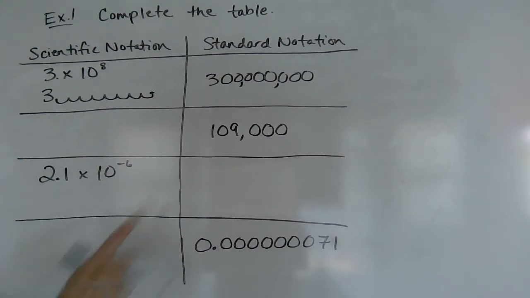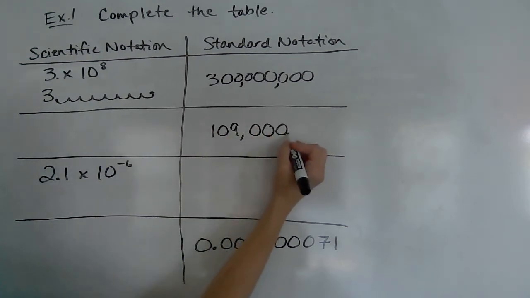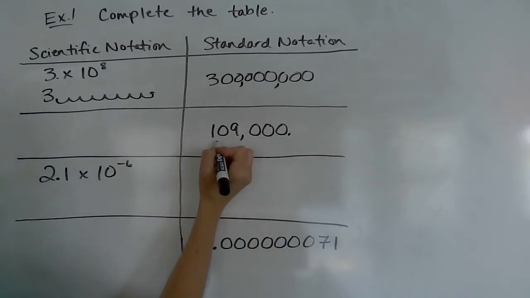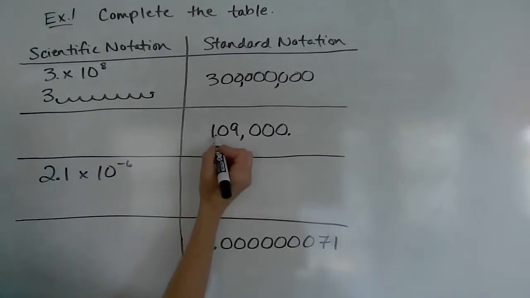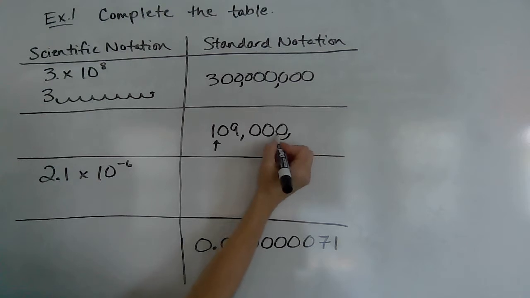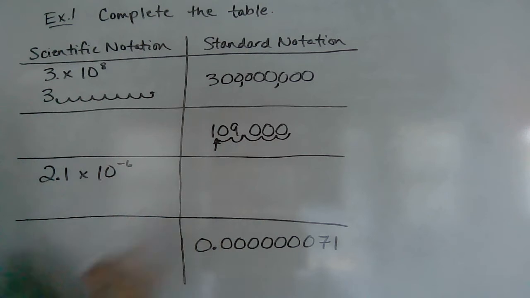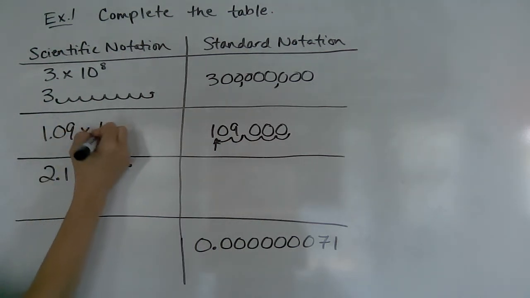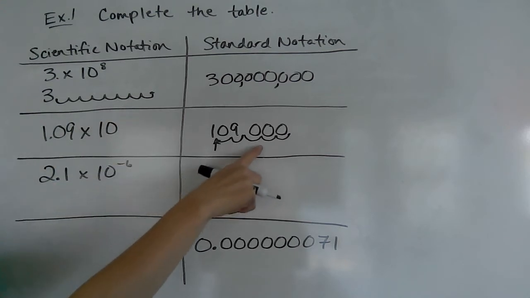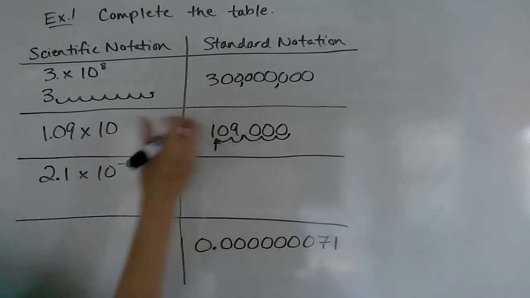Okay, so now let's look at this number. We need to write it in scientific notation. Currently, it's in standard notation. So we know the decimal's sitting right here. We need to move it so that it is sitting with one digit to the left of it. So it's going to be right here. So we are moving it 1, 2, 3, 4, 5 places. So we have 1.09 times 10. And we know it's going to be a positive 5 because the number in standard notation is a large number.